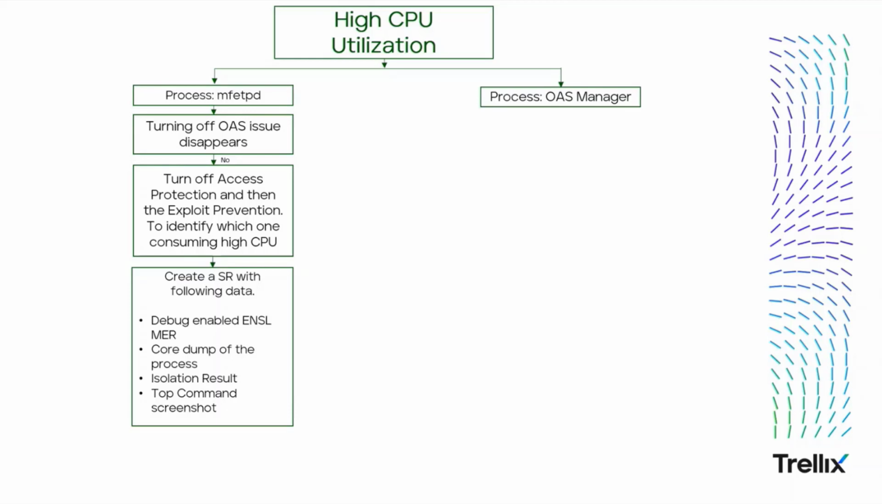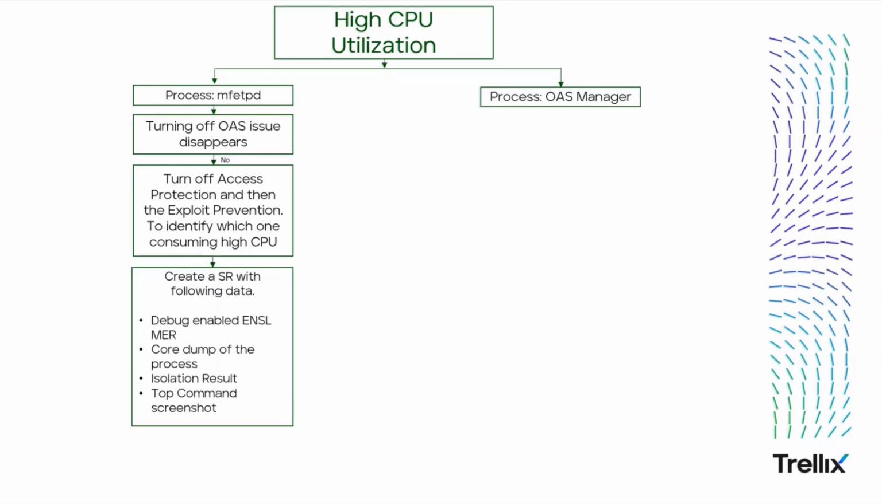If OAS manager is consuming high CPU, let's first understand why. Whenever an input or output operation happens in the machine, we receive those events from kernel or FAN notify and start scanning them. When there are hundreds or thousands of IO operations happening in the machine, to process all the scan requests, we consume CPU, and this is expected behavior.